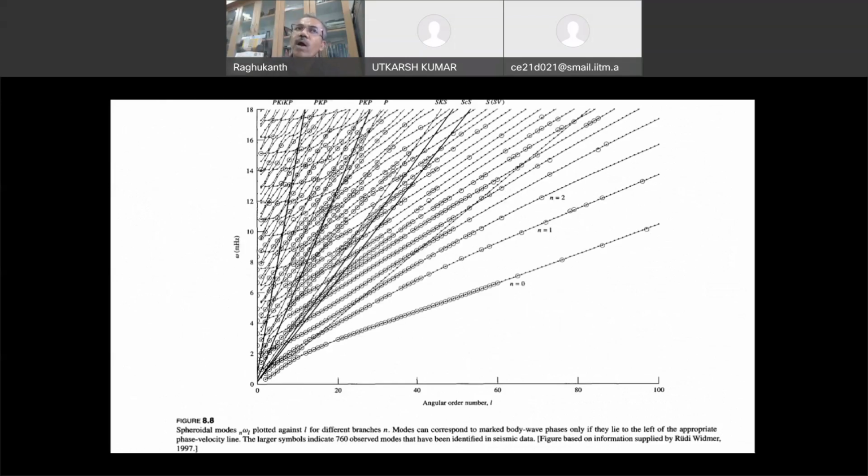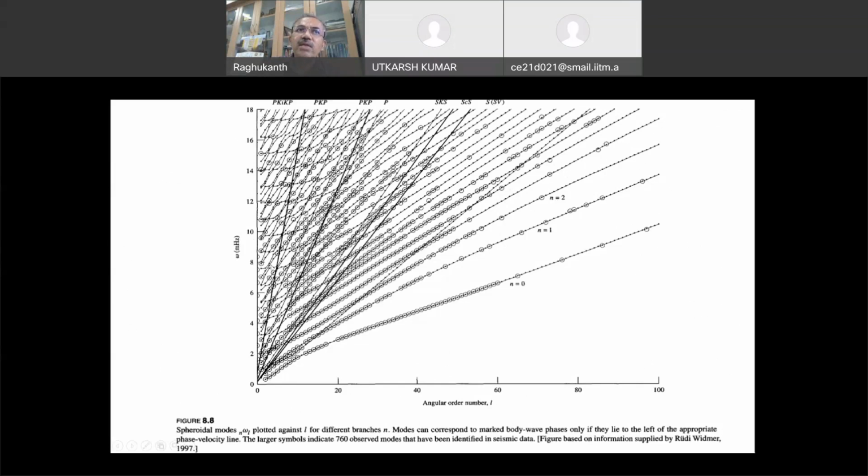These are the plots for the spheroidal modes: angular order number on one axis and omega on the other, with n equal to 0, n equal to 1, n equal to 2. This is how the dispersion curves, or the theoretical natural frequencies, look on this map. And here you can easily identify the inner core and other things also.